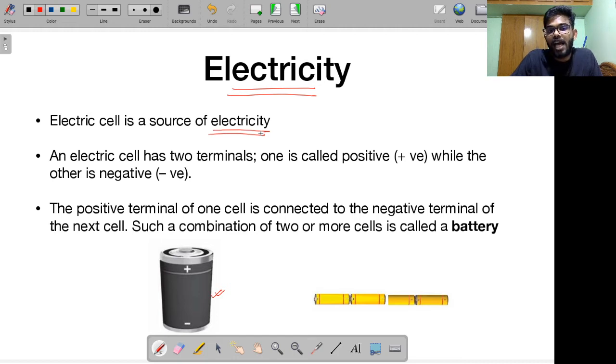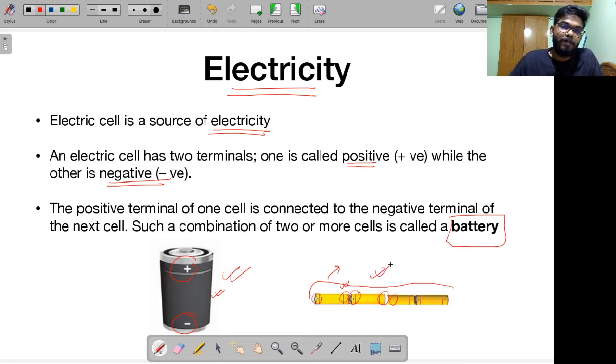Remember, an electric cell has two terminals. One is called the positive terminal, the other is called the negative terminal, right? The positive terminal is connected to the negative terminal of the next cell. See, this is positive, this is negative. This negative terminal is connected to the positive terminal of the next cell. When two or more cells are combined in such a manner, this combination is called a battery. This is an individual cell, while this is called a battery.